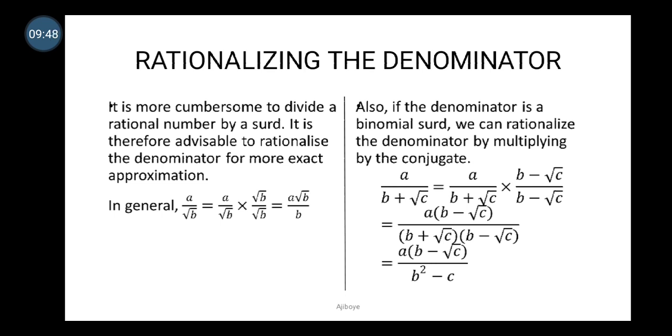And so if you do that, what you will get will be a into bracket b minus surd c close bracket over open bracket b plus surd c close bracket, and then times the conjugate. In the end, what you will get will be a, open bracket, b minus surd c, close bracket. Then you have the square of b minus the square of surd c. And the square of surd c will give you c, by the way. So that is why the final expression will be equal to a, open bracket, b minus surd c, close bracket over b squared minus c.